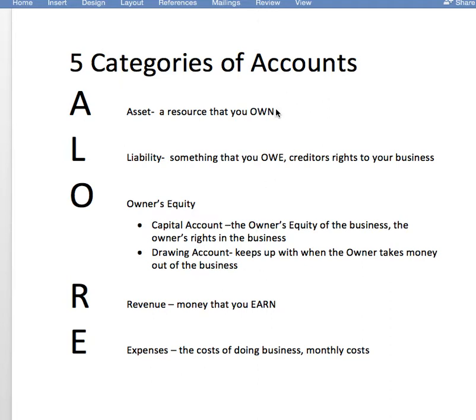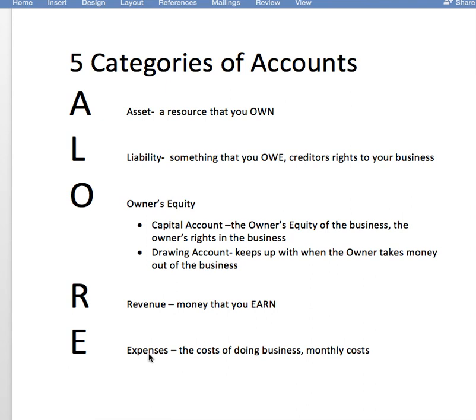Examples of assets are cash, equipment, and land. Examples of liability accounts are accounts payable or wages payable. Keyword there might be payable. Revenue accounts would be fees earned and sales revenue, and examples of expenses would be wages expense, rent expense, and you'll always see that word expense in there.